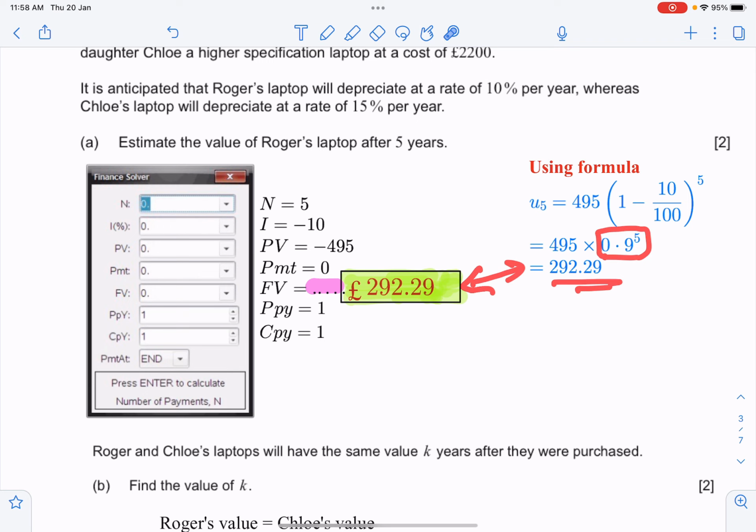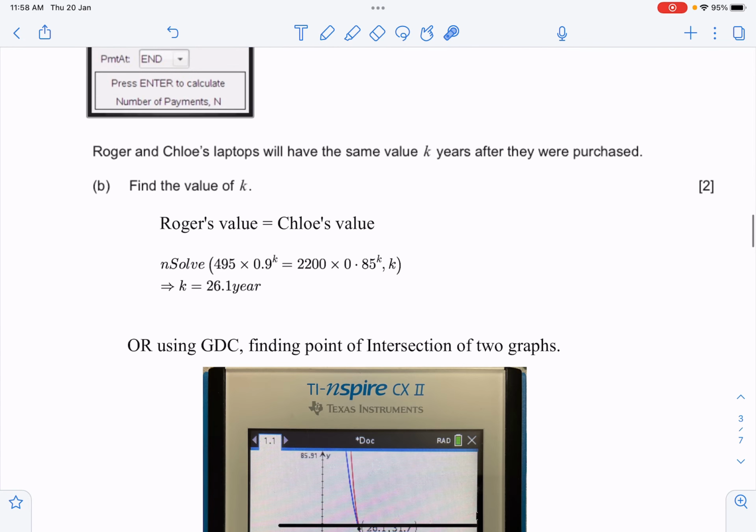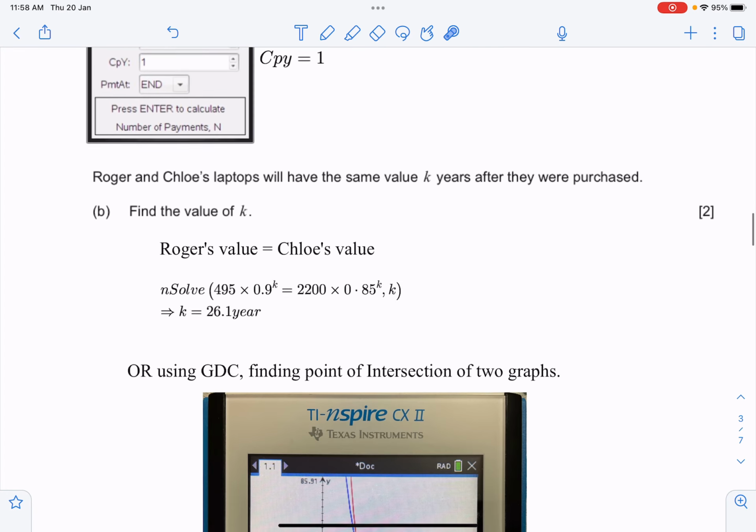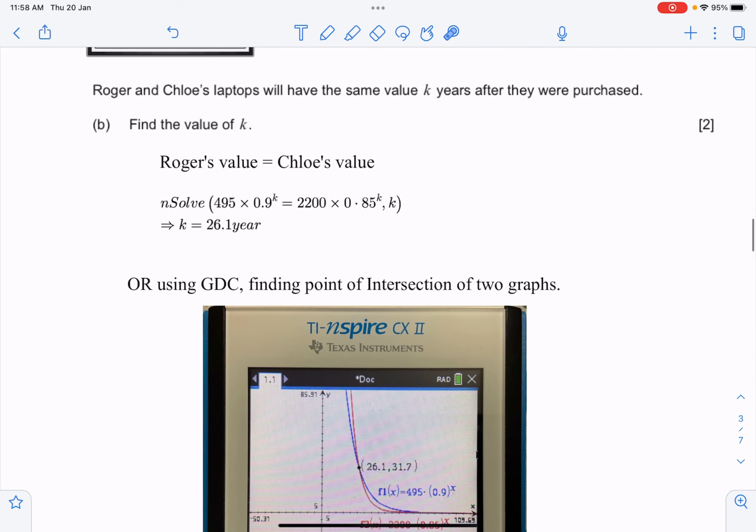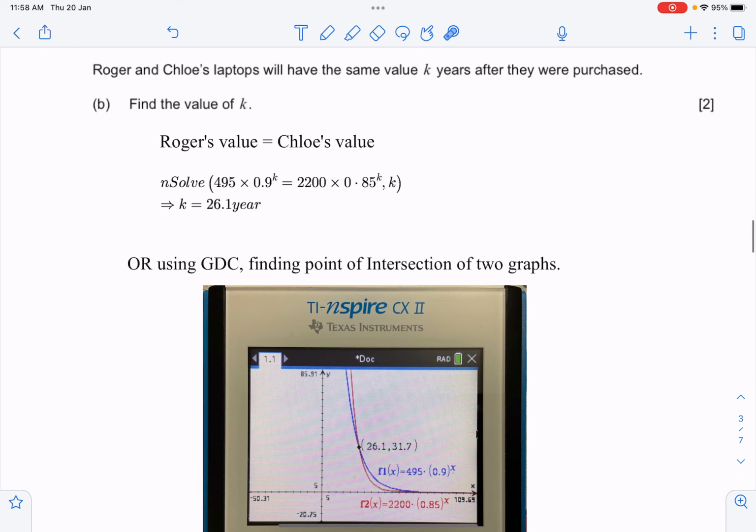Okay, so I hope you understood. Now the next part of the same question says, so the first part was for 2 marks. The next part says Roger and Cole's laptops will have the same value K years after they were purchased.